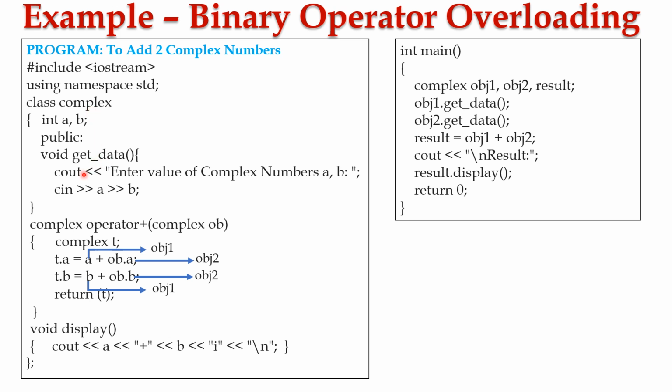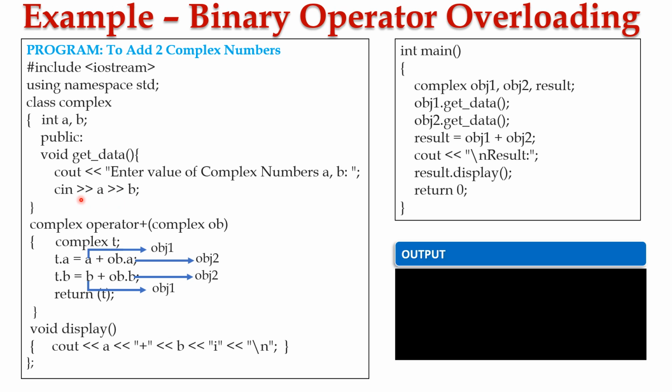So using cout statement, the message enter value of complex numbers a and b is displayed to the user, and user provides a value of a and b via cin statement. We can see here in this output, enter value of complex numbers a and b is displayed to the user, and user has provided the values 3 and 4 for the variables a and b for the object 1. Now the control moves from getData method to main method back.